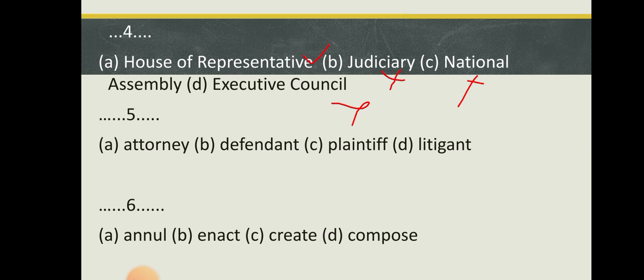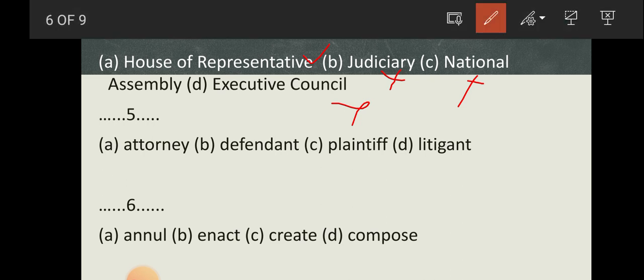Now, if you guys will know, this defendant and this plaintiff are more likely the same thing. So the option is now left between attorney and litigant. So we have to go with this. This is counsel. So the best option there is litigant.